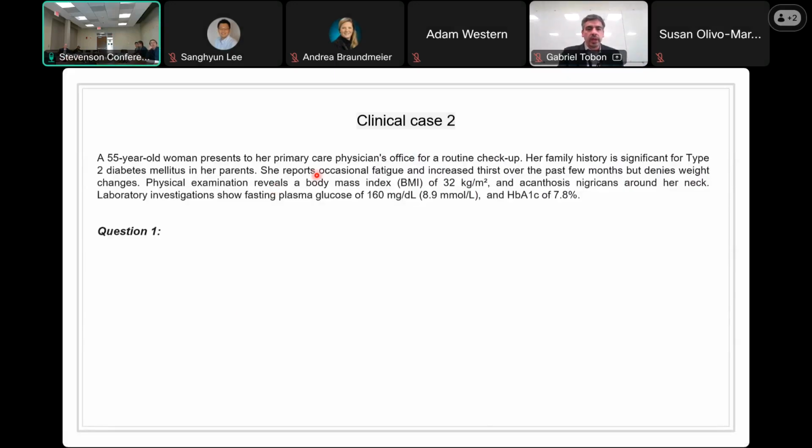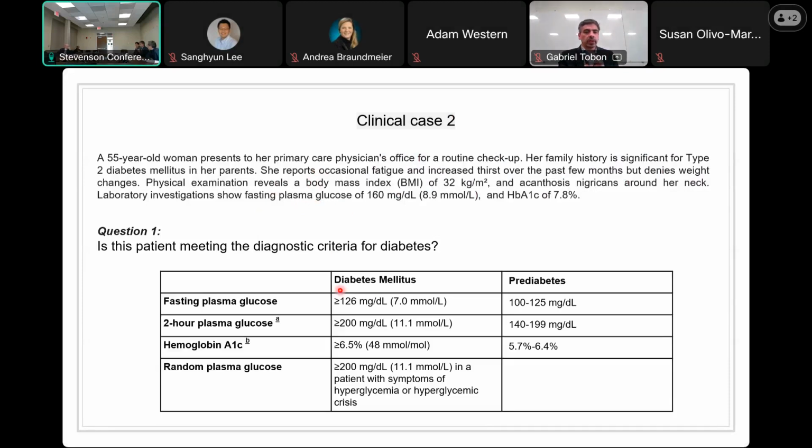So here we have the same case, and the first question for the students is: is this patient meeting the diagnostic criteria for diabetes? Because here we have some findings, but the most important point is to distinguish between pre-diabetes and diabetes. So we can discuss the table here, and we see that the patient has diabetes because fasting glucose is high and the glycosylated hemoglobin is high. So yes, the patient is meeting the diagnostic criteria for diabetes.